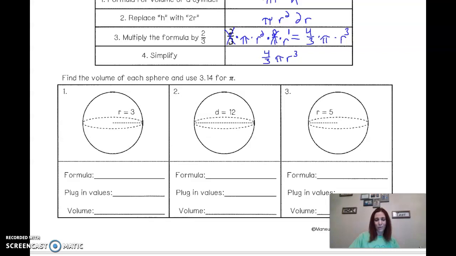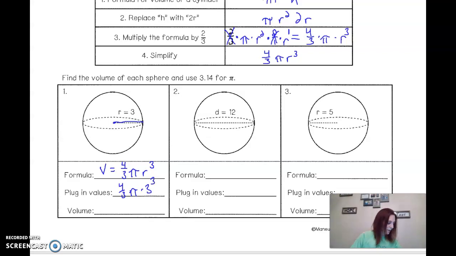Again, you can use 3.14. I tend to use the pi key because it's more exact. Okay? Please write down the formula. Volume equals 4/3 times pi times our radius cubed. So in this case, you really only need to know the radius. So this is going to be 4/3 times pi times 3 cubed.